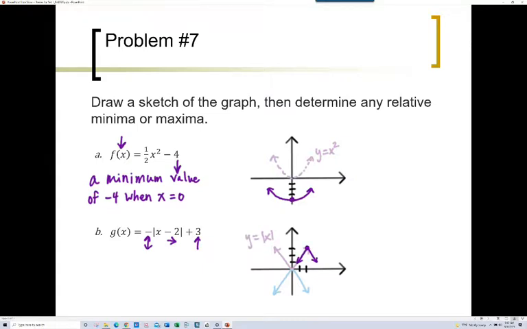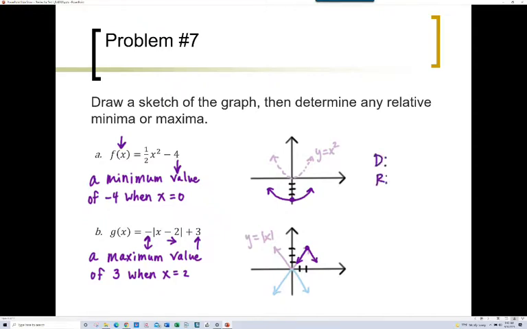So now notice here you're going to have a maximum value. You're going to have a maximum value of 3, and that occurs when x equals 2. So again, no matter what you plug in as an input into this function, you're never going to get a larger output than 3.